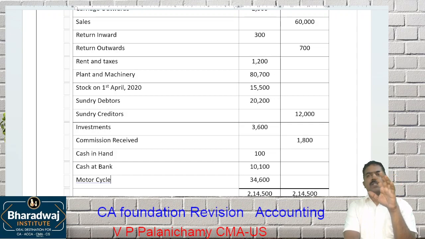Why does closing stock appear outside the trial balance? The reason is very simple. When you purchase the goods, what is the entry you will pass? Purchase account debit to cash or creditors. When you sell the goods, debtors account debit to sales.